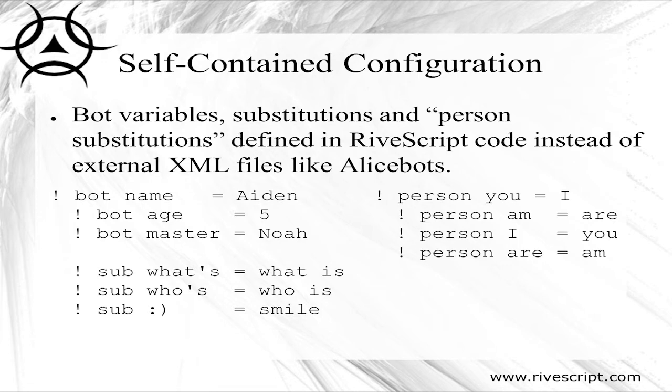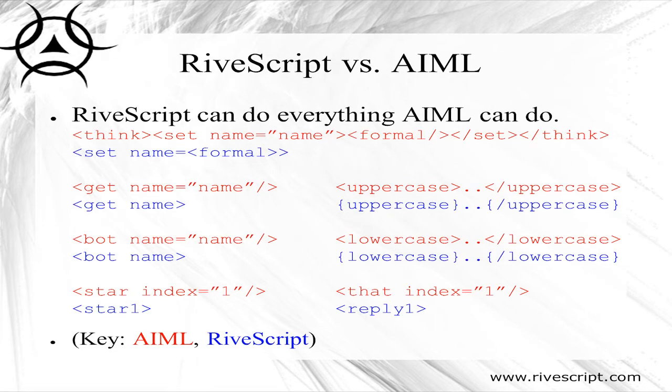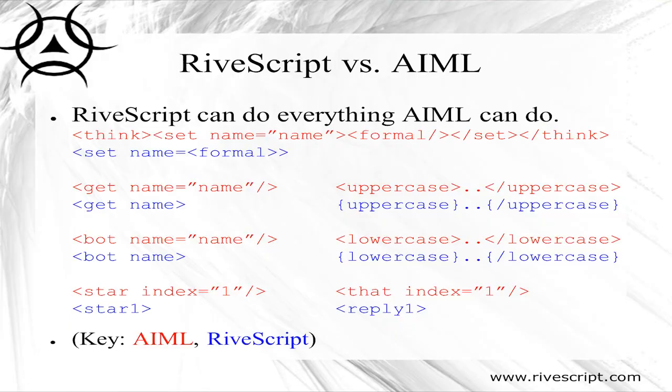RiveScript can do everything that AIML can do. Here are snippets of AIML code and the RiveScript equivalent. First you have a think tag, which suppresses the output in AIML to set a variable. In RiveScript, it's simply set name equals, and then the text there. That's how you get bot variables. The star tag, of course, gets the values matched in the wildcards. Uppercase, lowercase, that is the bot's previous response.